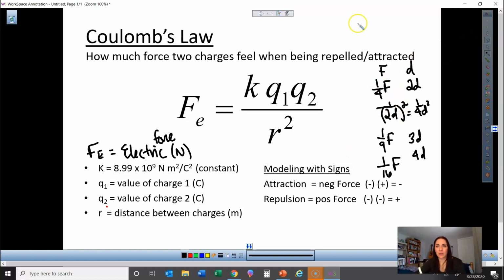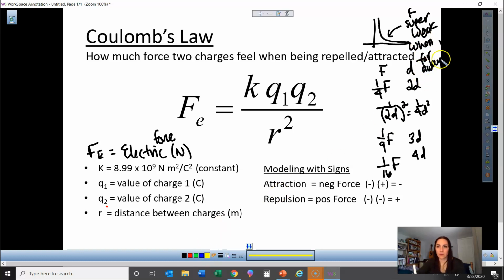So, in fact, if you graph it, it's an inverse square graph, which just looks like this, which essentially means that the force is super weak when far away. Far away. Like that. Sorry.